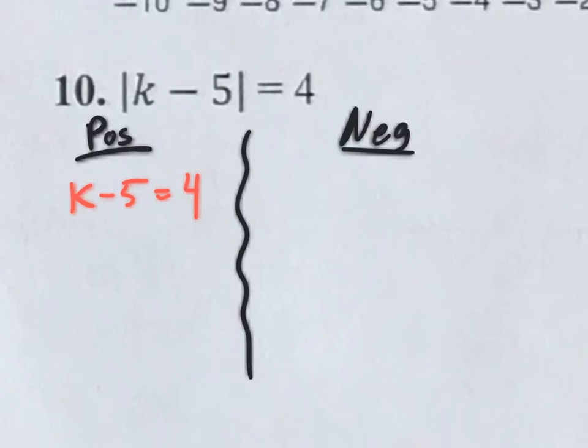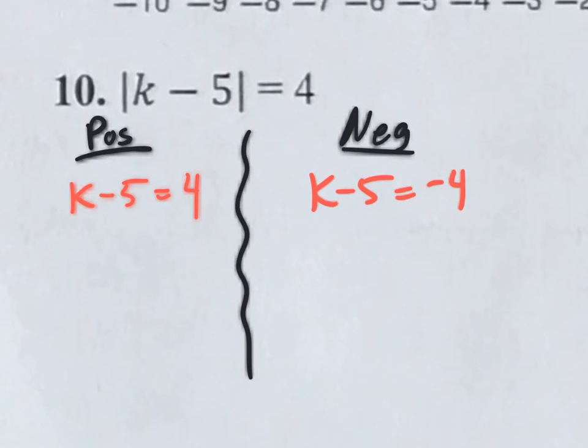The negative situation is the same exact thing, but all we're going to do is change the sign of the 4. Again, the negative situation, everything's the same. I didn't change the sign of the K. I didn't change the -5 to a +5. Everything stayed the same. The only thing that does change is the right side. The 4 becomes a -4. So now I have both of those equations. Let's solve both of them.